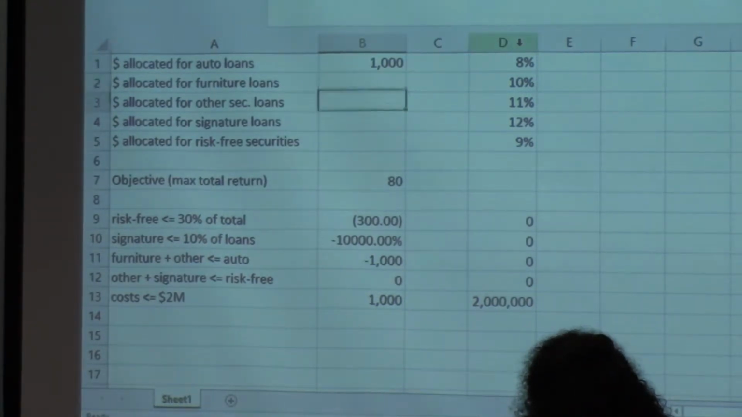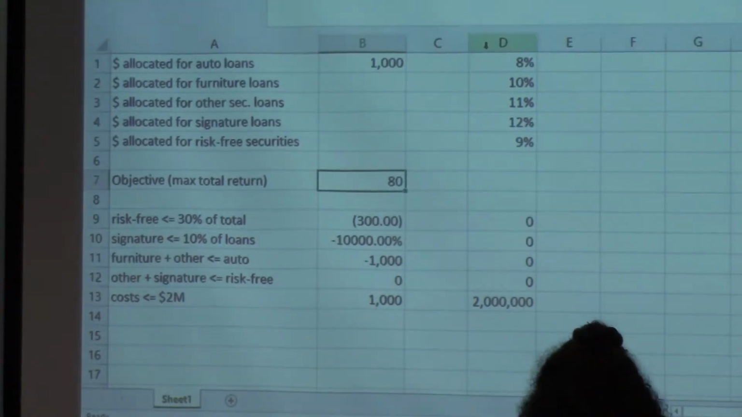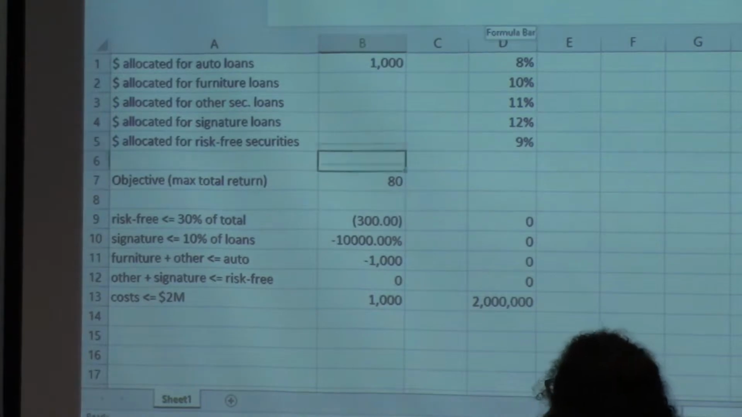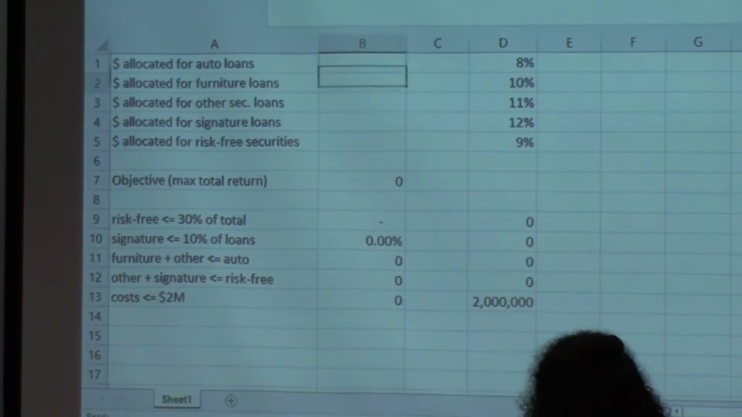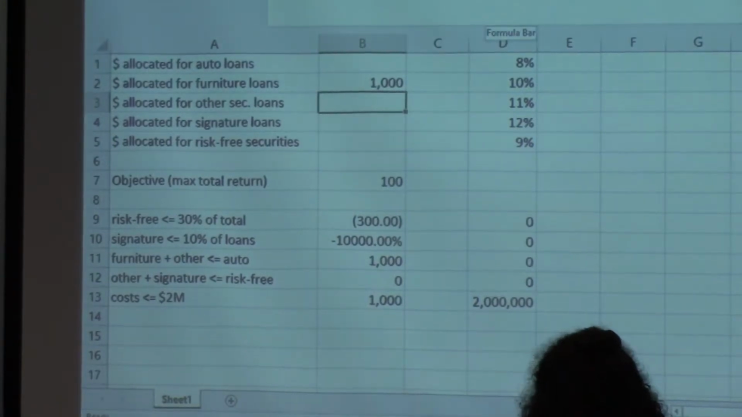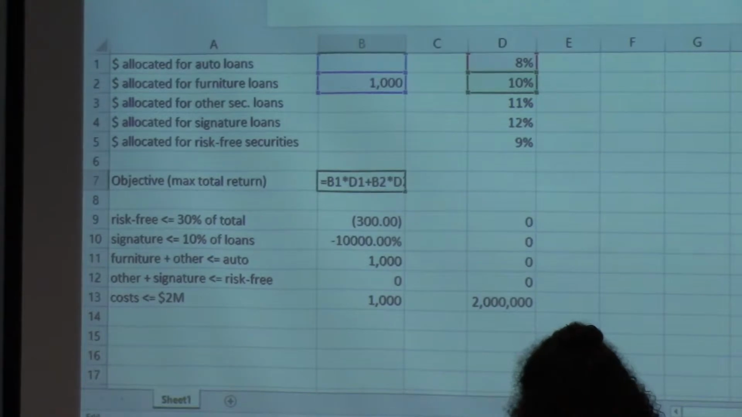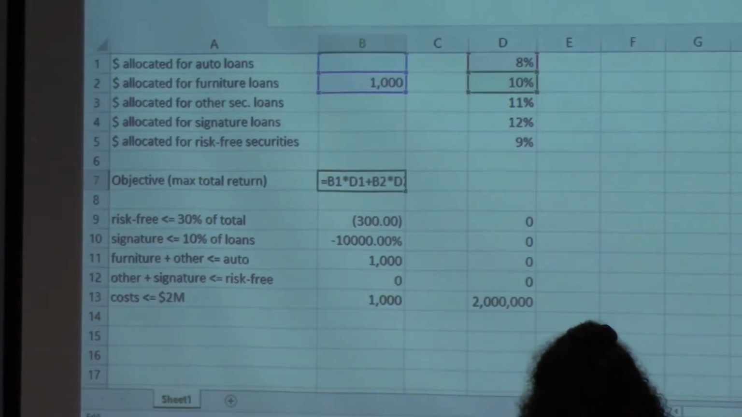And then we could do the same thing, plus B2 times D2. Right? So if instead of $1,000 on auto loans, I made $1,000 on furniture loans, I'd make $100. Right? That's 10%. And I could keep repeating that for this whole thing. Okay? But that is easy to mistake, and it gets cumbersome as the number of variables increases.